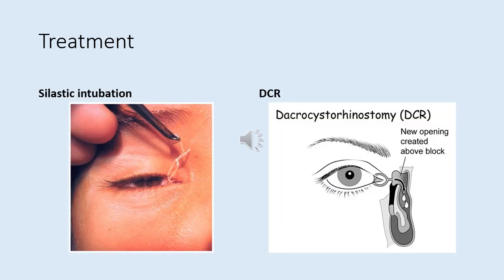So, as we said, the initial management is massaging, especially in the first year. After the first year, if there is no improvement, we'll shift to probing. Probing can be repeated. If probing fails, we have two other treatment choices. We have silastic intubation with or without balloon dilatation of the nasolacrimal duct, and the other surgery is dacryocystorhinostomy.